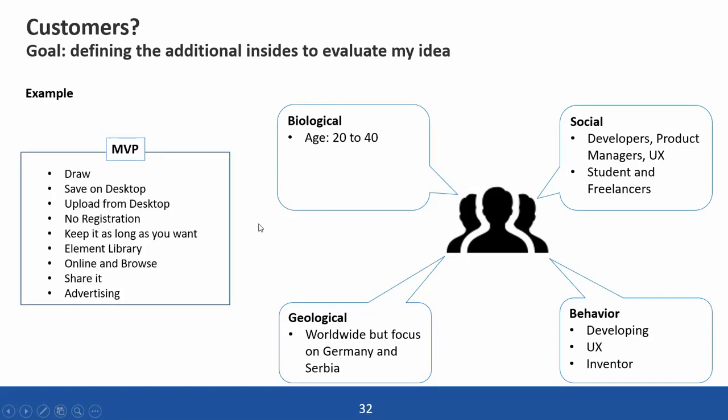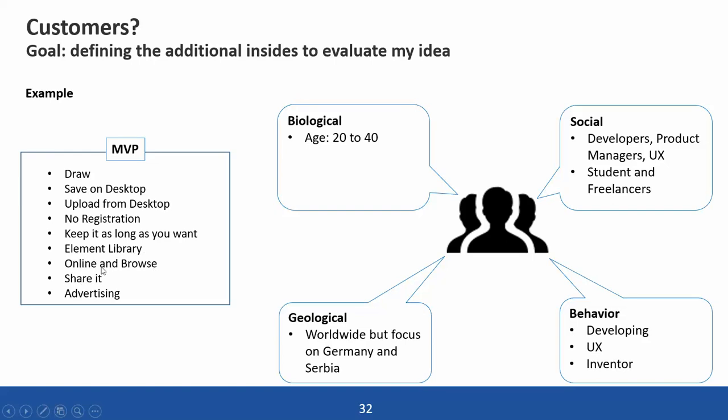But now I still want to take my MVP and challenge it. So: draw it, for everybody okay. Save it on a desktop, everybody okay. Upload from desktop, everybody okay. No registration, I think this is a point. This is only interesting for people who are not in a big company, because if you're in a big or medium company, you need something to register, to have some rules. I think this is not relevant for them. Keep it as long as you want: sure, this is relevant for everybody.